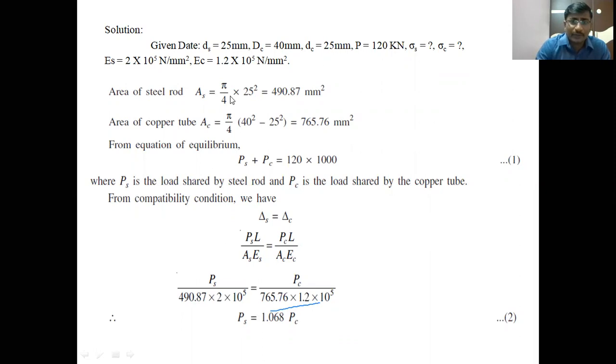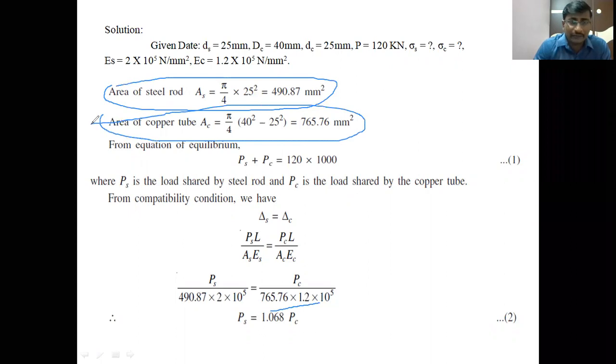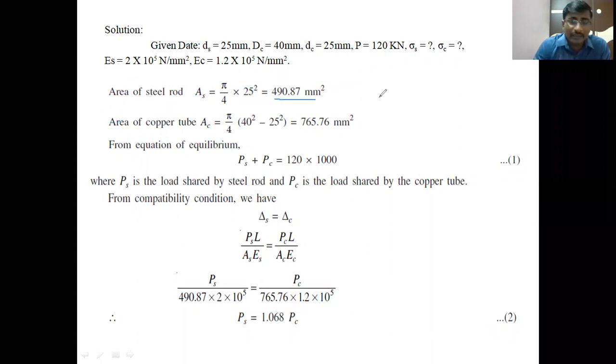Similar to the first problem, we can solve this problem by taking two equations. What are those two equations? One is the equilibrium equation and another is the compatibility equation. Before that, we have to calculate the areas. What is the area of the steel rod? Because it is a circular member with 25 mm diameter, we can find the cross-sectional area with the formula pi by 4 d square. Pi by 4 into 25 square is 490.87 mm square, the cross-sectional area of the steel rod.